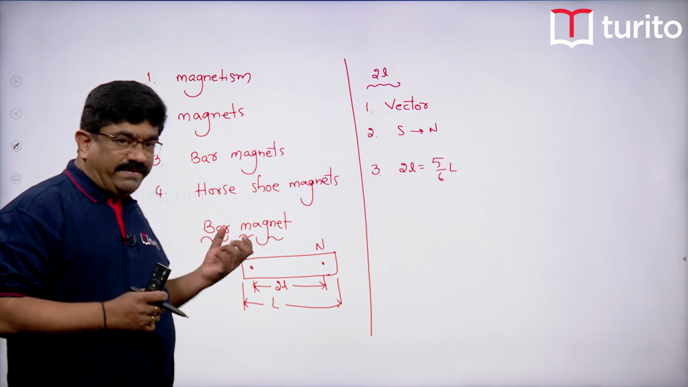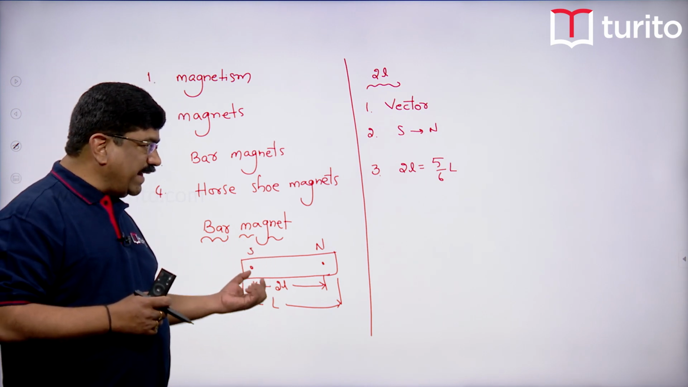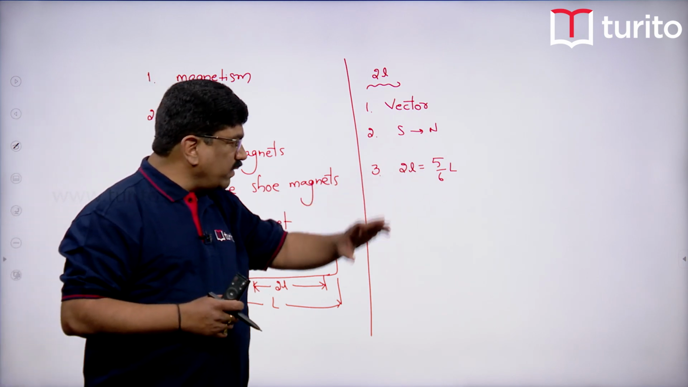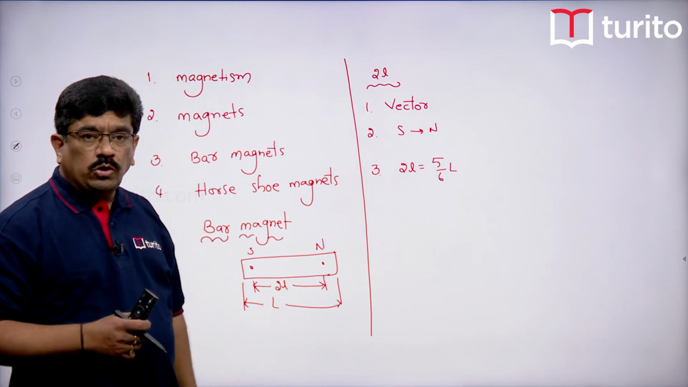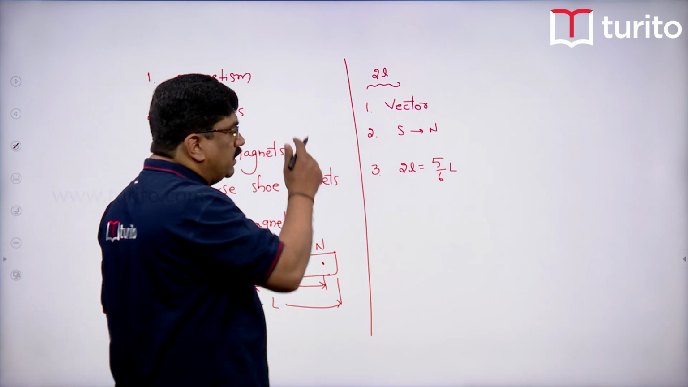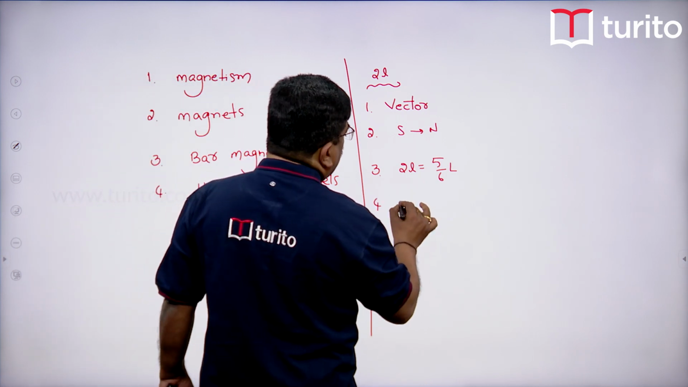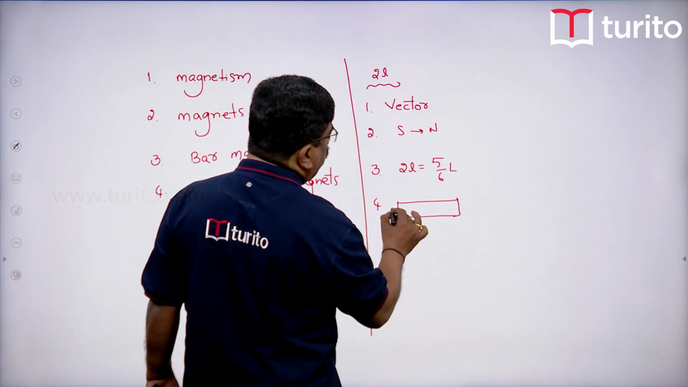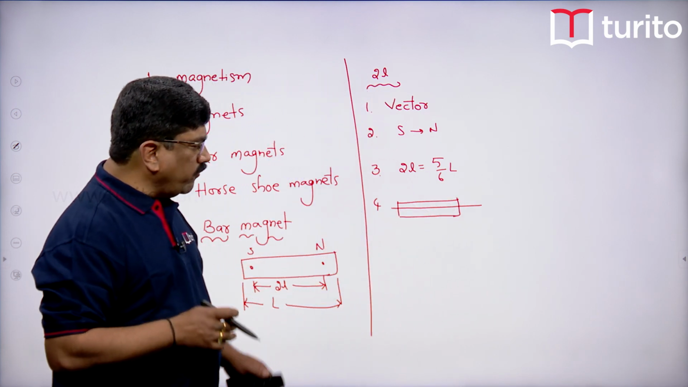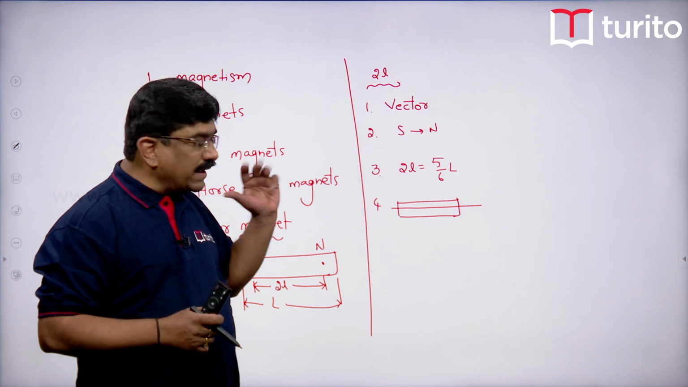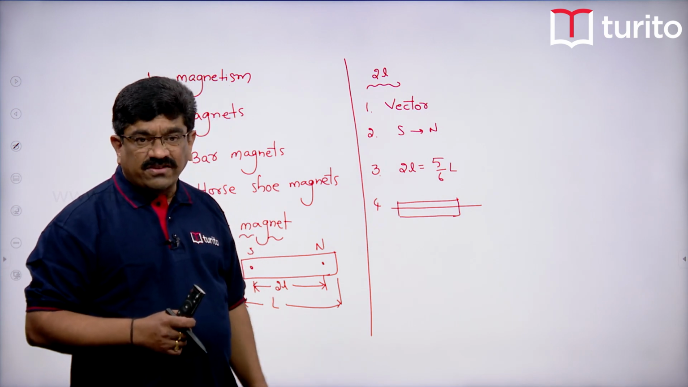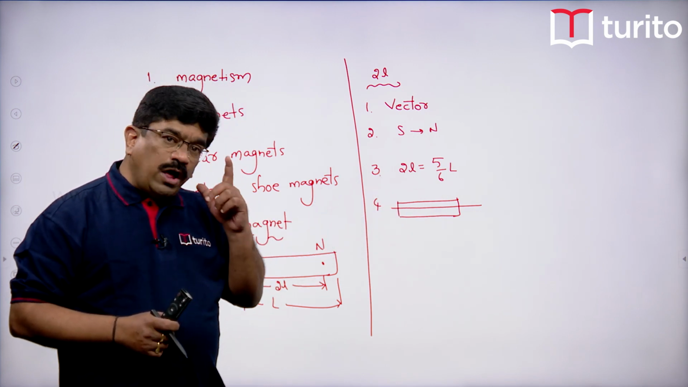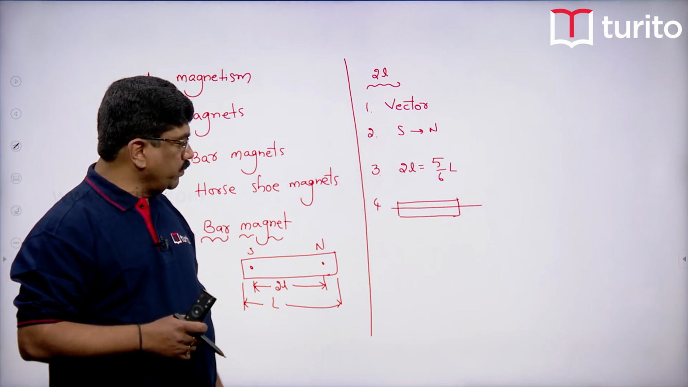From the figure we can easily understand that magnetic length is slightly less than the total length, or geometric length, of the magnet, and the relation is 2L equal to 5/6 into capital L. Some more important points related to magnetic length. When we cut a bar magnet parallel to its length, magnetic length does not change. It remains the same. For however many pieces we cut parallel to the length, for each small piece the magnetic length remains the same.